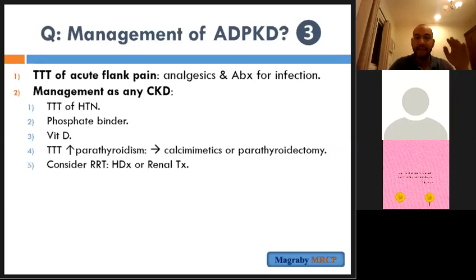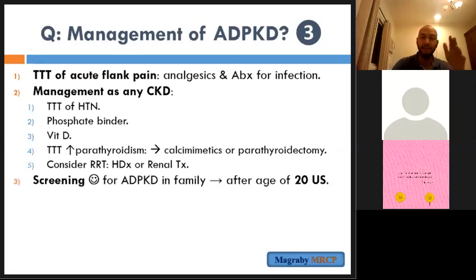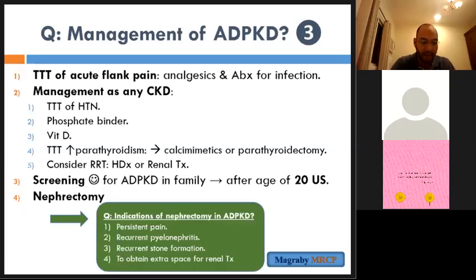And the last item is the screening. Don't forget to mention this. Screening is very important regarding the family members of the patient at the age of 20 by ultrasound. And you may need to do a nephrectomy for this patient in some situations, if the patient has a large kidney, or repeated infection or repeated stone formation, or needs transplantation and you would like to make space for renal transplantation. So: persistent pain, recurrent perinephritis, recurrent stone formation, or to obtain space for renal transplantation.